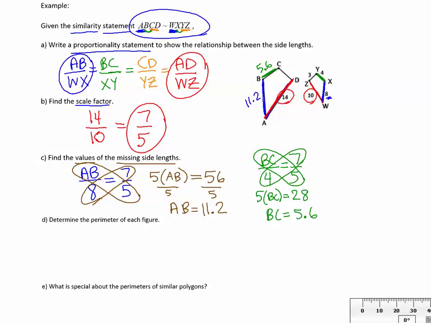Let's do the last pair of sides, CD, which I don't know. Here's CD, but we know it corresponds to YZ, and that one says 3. And of course, what does it equal? 7/5, the scale factor. We cross multiply. 5 times CD equals 3 times 7, or 21. Divide by 5, and we get CD is 4.2.